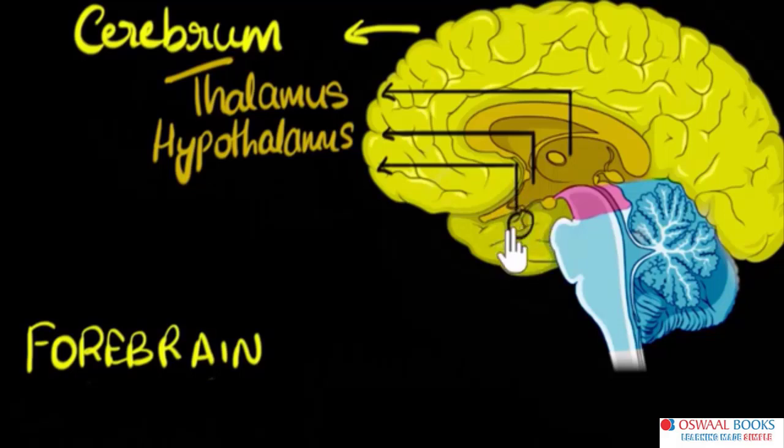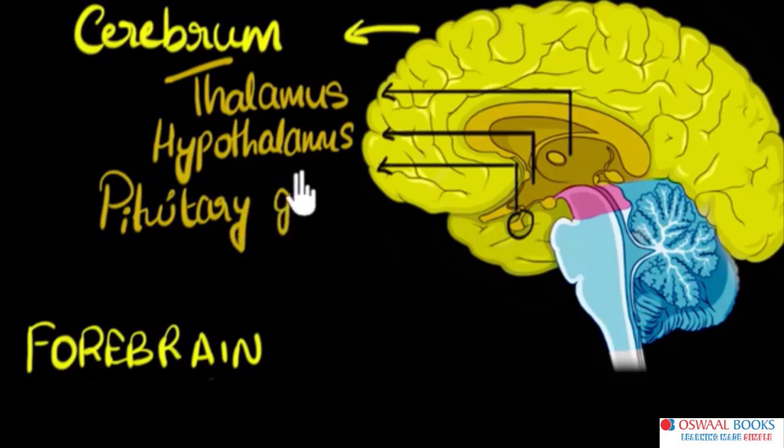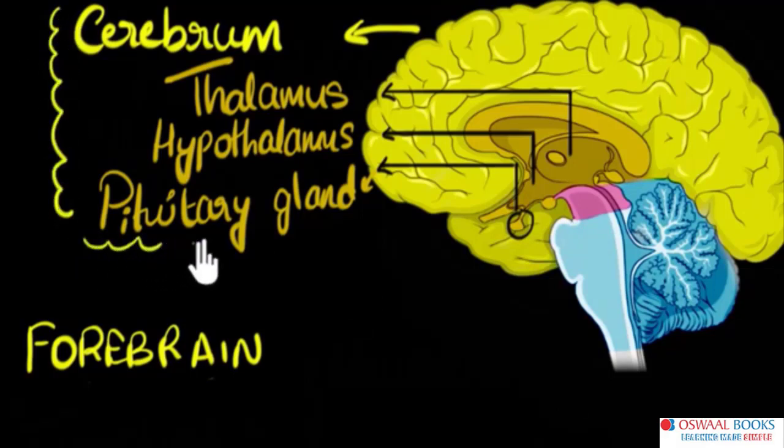And this last part, which we'll be interested in, this small thing that you can see over here, that is called the pituitary gland. Right, this part over here. Okay, so these are the 4 parts of our forebrain. So these are the only parts that we'll concentrate on. So let me just put them together.